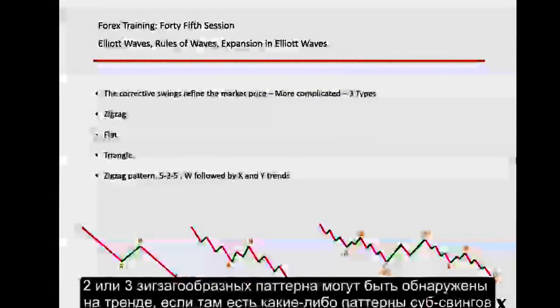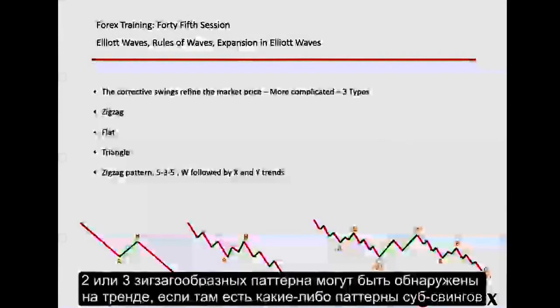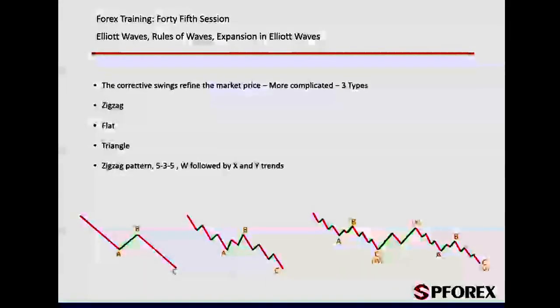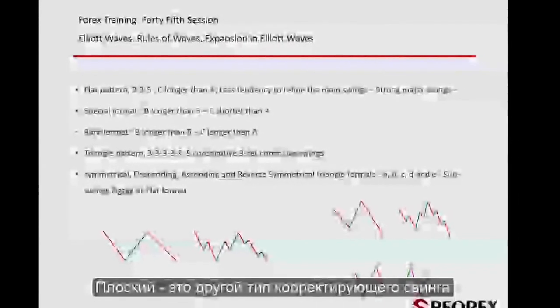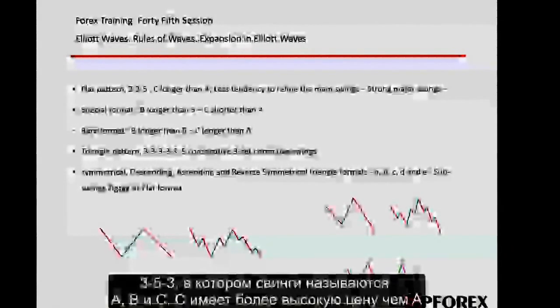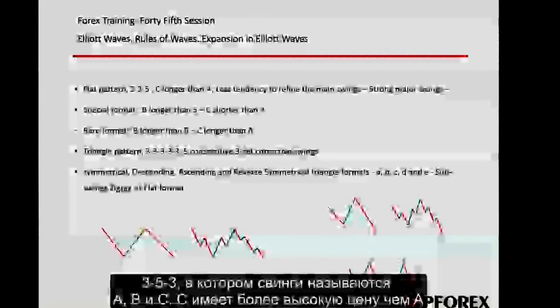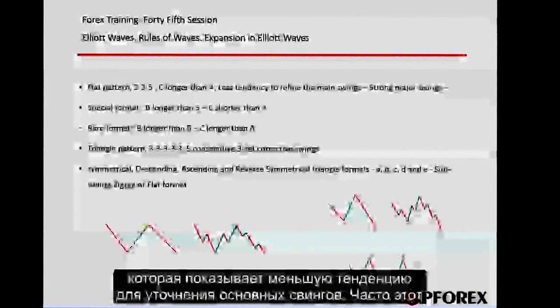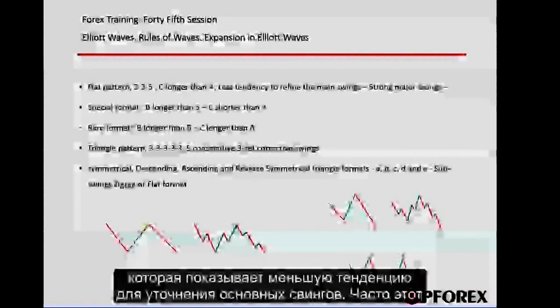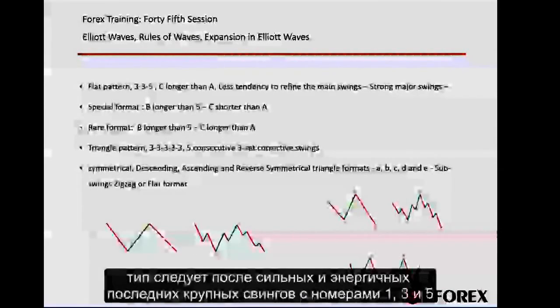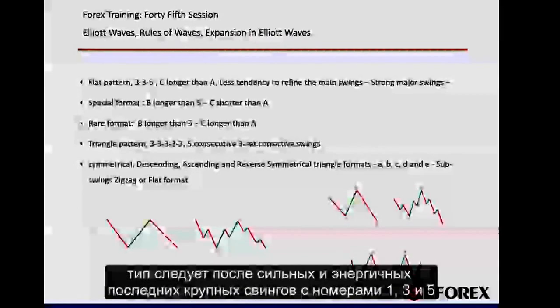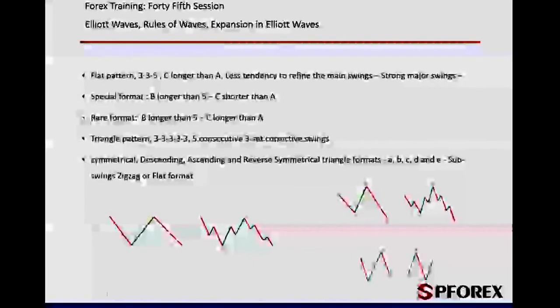2 or 3 zigzag patterns can be detected in a trend if there is a sub-swing pattern. The first trend is W followed by X and Y trends. Flat is another type of corrective swing. 3-3-5, in which swings are named A, B and C. C has a higher price than A, which shows less tendency to refine the main swings. Frequently, this type follows strong and vigorous latest major swings, numbers 1, 3 and 5.